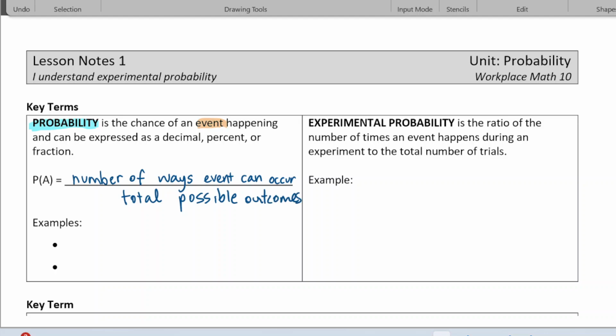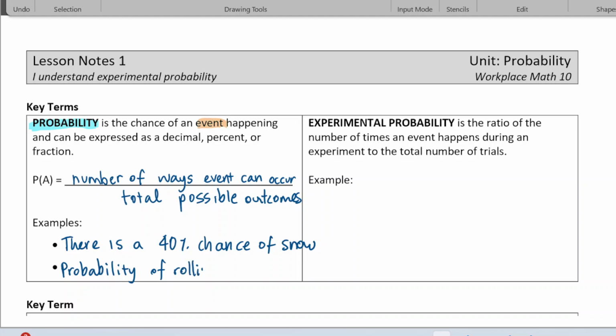A way that you might say a probability is as a percentage, like you might hear on the news, or you might look up the weather on a weather app, and it says there is a 40% chance of snow today. Or you might roll a die and say the probability of rolling a 2 is 1 out of 6. The reason it's 1 out of 6 is because there are 6 sides to a die. So when you roll the die, there's only one way to get a 2 out of a total of 6 possible things that can happen.